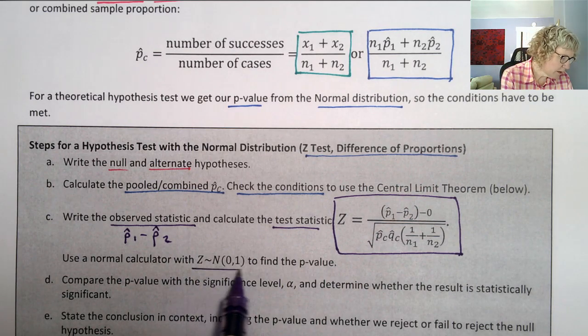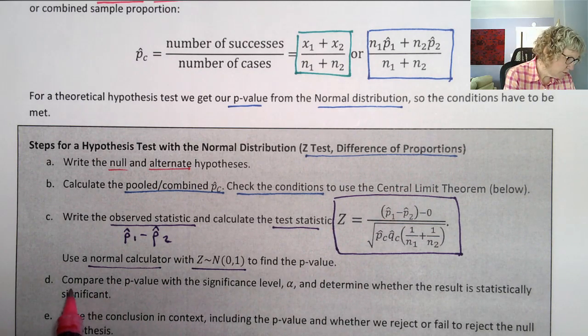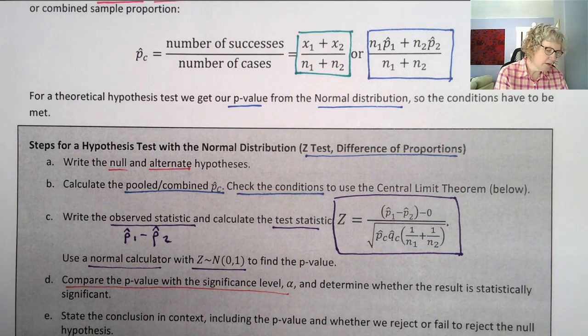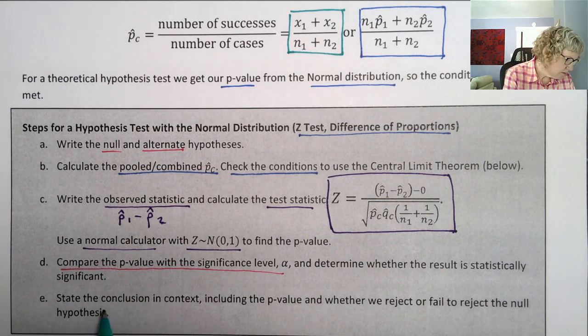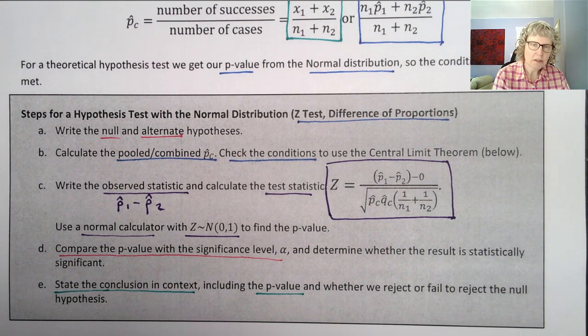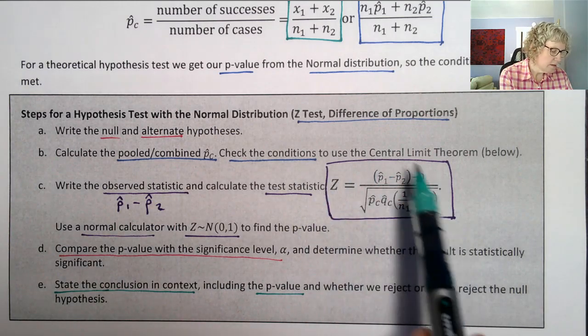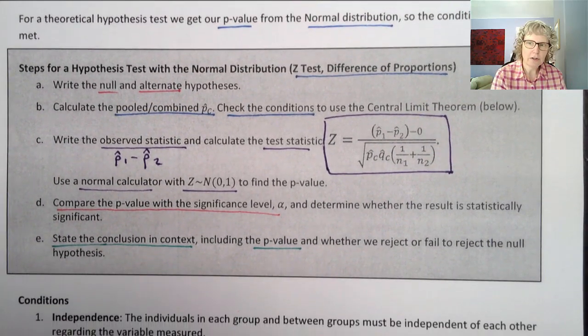Then we can use the normal calculator with, of course, our standard normal, which is a mean of 0, and standard error of 1 to find the p-value. Just like you're used to, we'll compare the p-value with the significance level and determine whether the result is statistically significant. And just like you're used to, we're going to state the conclusion in context, including the p-value and whether we reject or fail to reject the null. Okay, so very similar steps, just the conditions might be slightly different and the test statistic has a new formula. So let's check out what our conditions are.